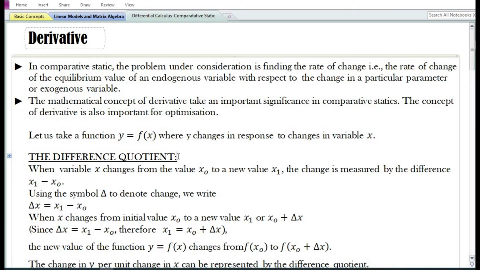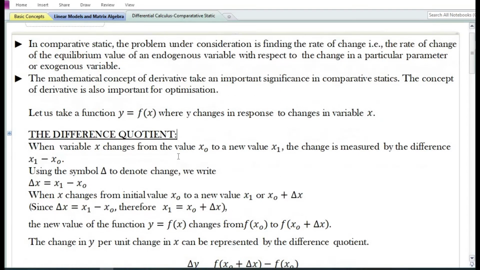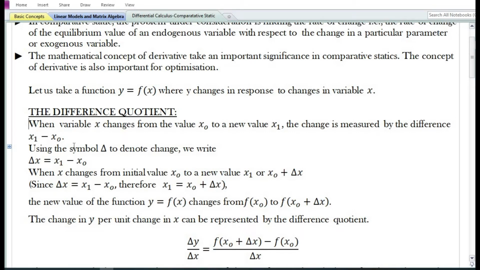Before proceeding to discuss the derivation of the derivative, let us first discuss the difference quotient. When variable x changes from the initial value x subscript 0 to a new value x subscript 1, the change is measured by the difference x subscript 1 minus x subscript 0. Using the symbol delta to denote change, we write delta x is equal to x subscript 1 minus x subscript 0. Now x subscript 1 can also be written as x subscript 0 plus delta x.